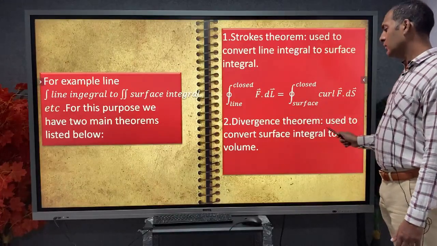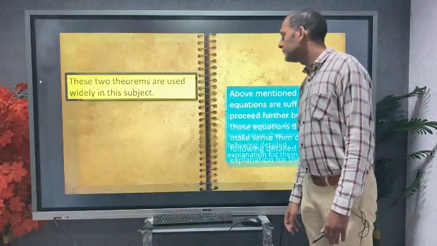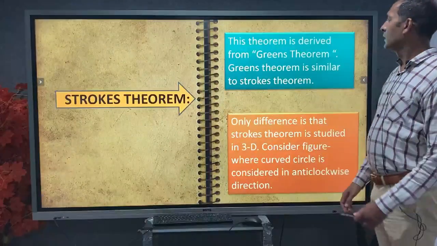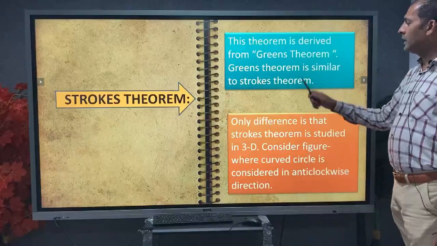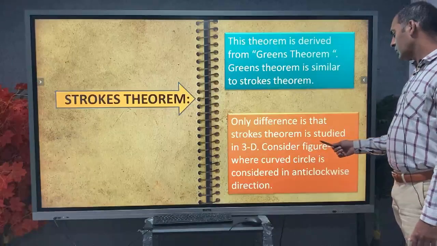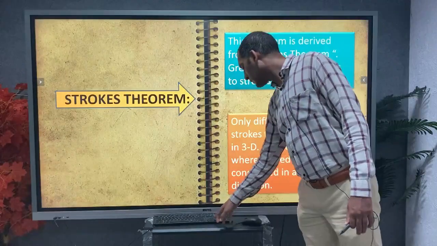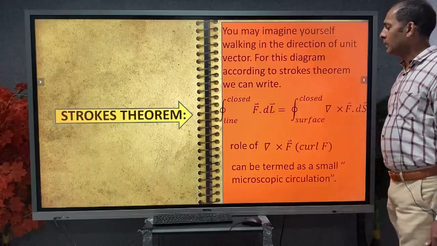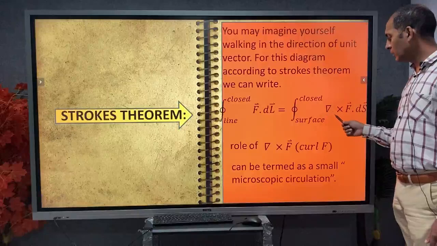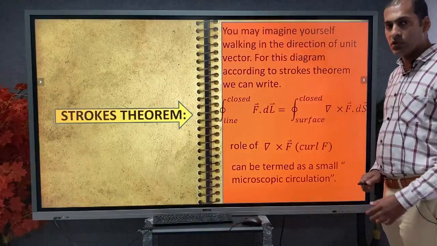And the divergence theorem is used to convert a surface integral to a volume integral. These two theorems we frequently use in the subject, and Stokes theorem is derived from Green's theorem. Green's theorem is similar to Stokes theorem. The only difference is that Stokes theorem is studied in 3D, while Green's theorem is in 2D. Now say this is the example F dot dl bar, a line integral. To convert it into a surface integral, we simply take the cross product with del. This is nothing but Stokes theorem.